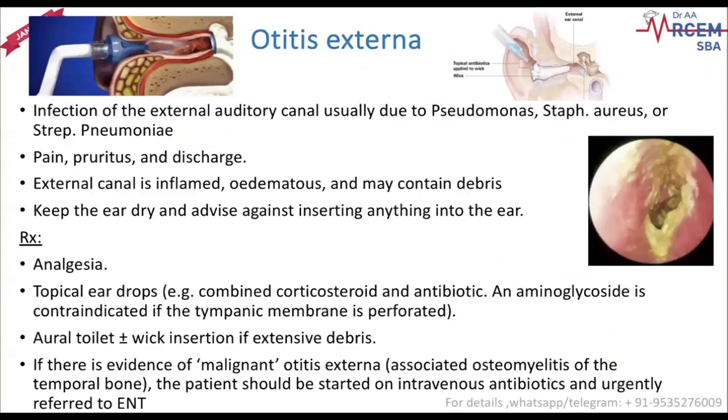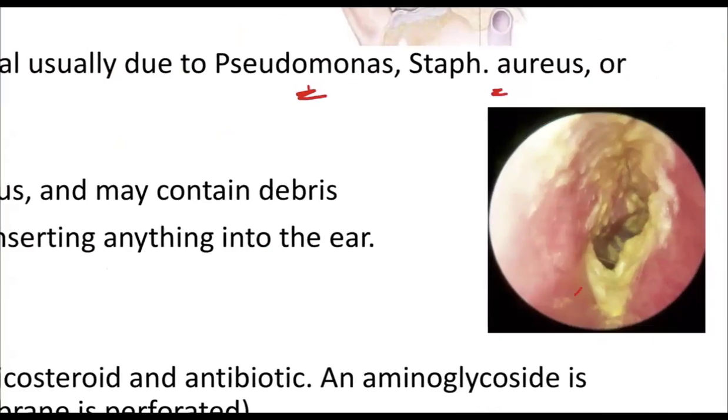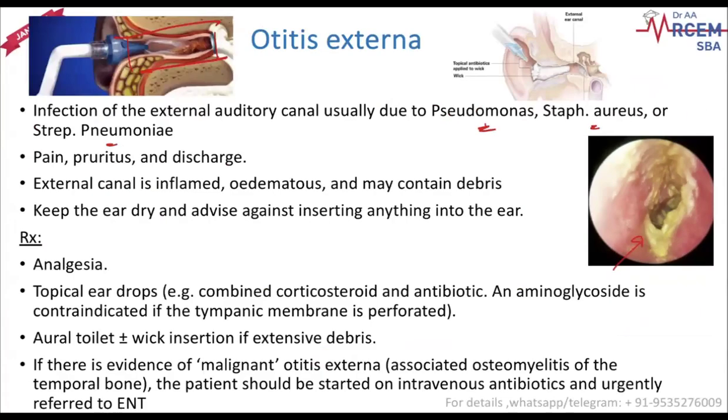Otitis externa. Externa means the external auditory canal. Infection of the external auditory canal is known as otitis externa. It is caused by Pseudomonas, Staph aureus, or Strep pneumoniae. They usually present with some amount of pus-like discharge from the ear, along with some itching, and it will be a painful ear. These are the classical presentations. On examination, the external canal might be inflamed, some debris might be seen, and it might be edematous.